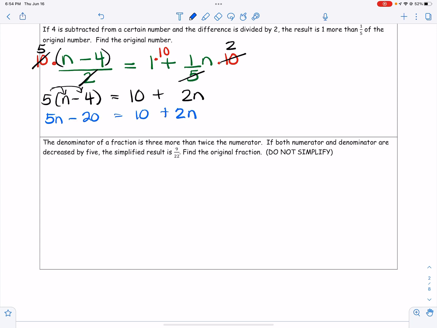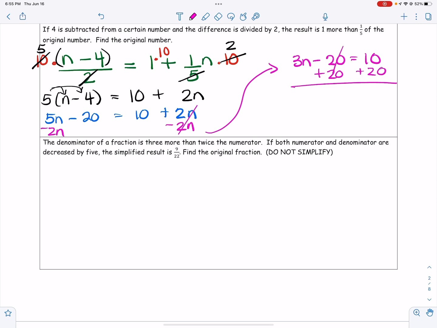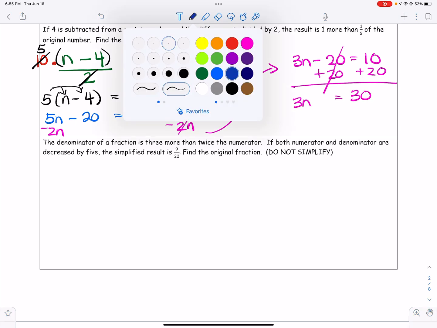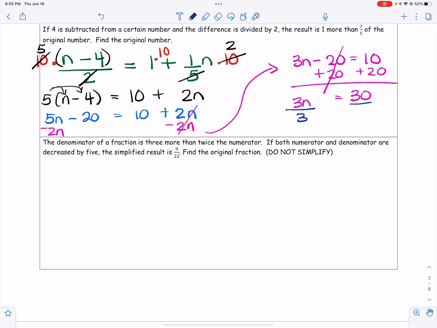10 plus 2n. Subtract the 2n. I'm going to come over here. And now I have 3n minus 20 is equal to 10, because that goes away. I'm going to add 20. And 3n equals 30. And last but not least, I am going to divide by 3. So my number is 10.